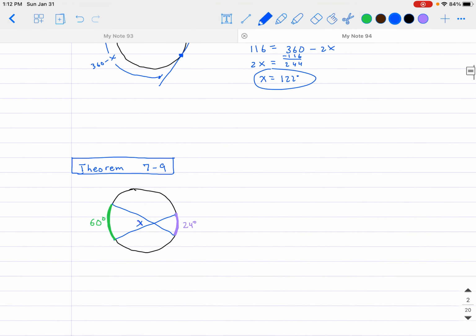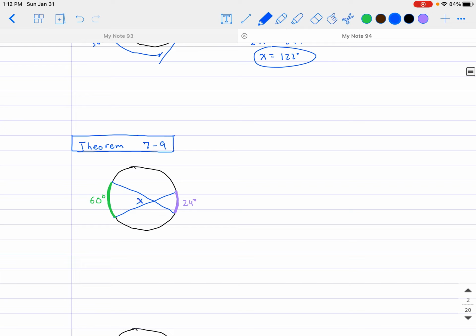Okay. All right, so now for this last one right here, for this last theorem, we're going to derive the theorem a little bit differently because we're going to use numerical values just to see how this actually works out. What I want to do in here is solve for the measurement of angle x that's formed by two chords where we're given the measurements of the intercepted arcs then. So one of them is 60, the other one is going to be 24.